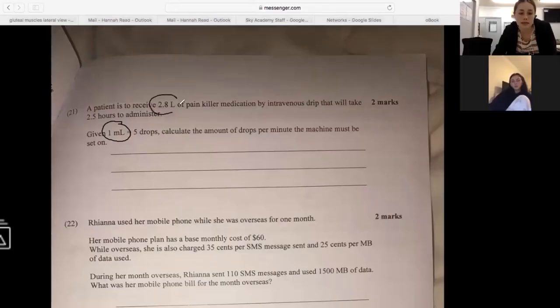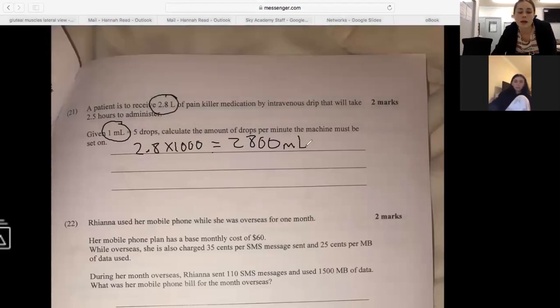I have liters here. So I did 2.8 times 1,000, which gave me 2,800 milliliters. And then I know that 1 milliliter equals 5 drops. So if I want to figure out how many drops are in 2,800, I would have to divide by 5. Does that make sense? Mm-hmm.